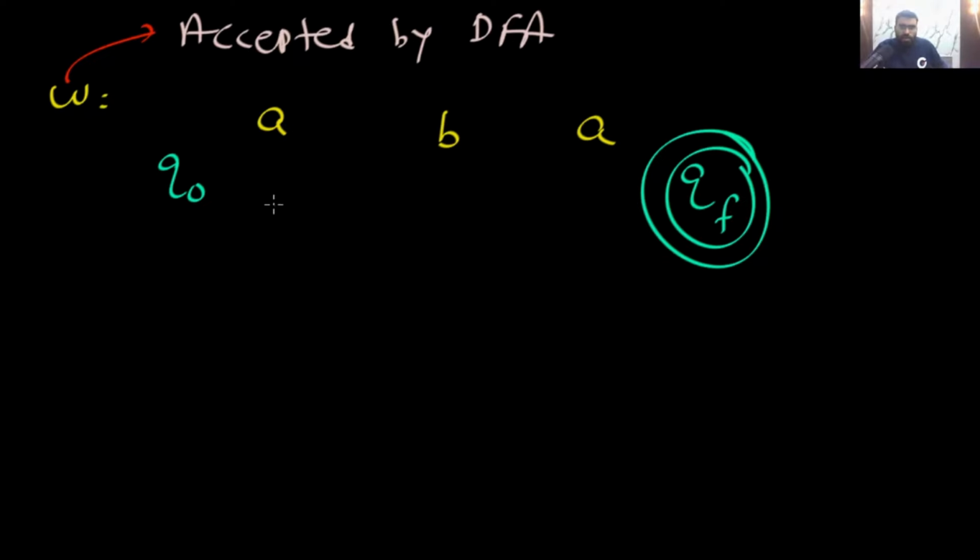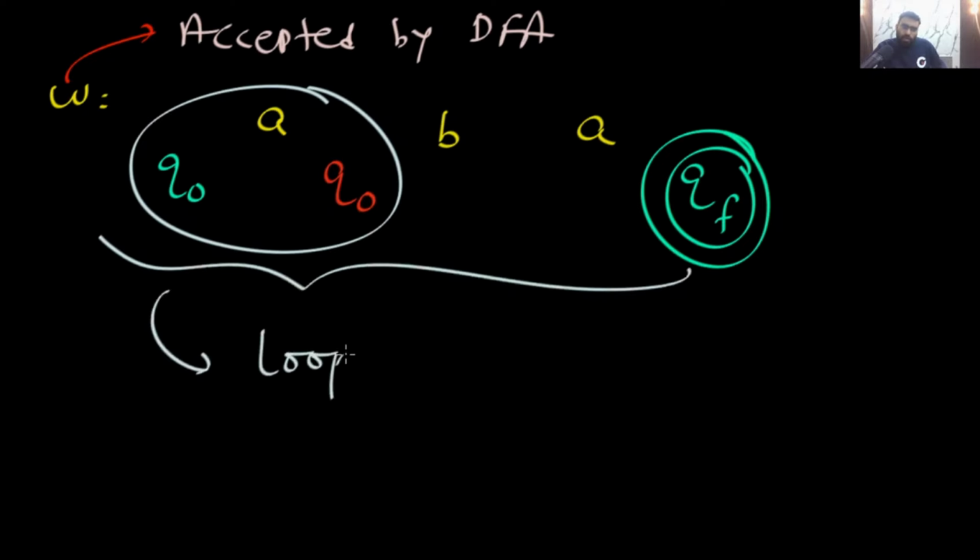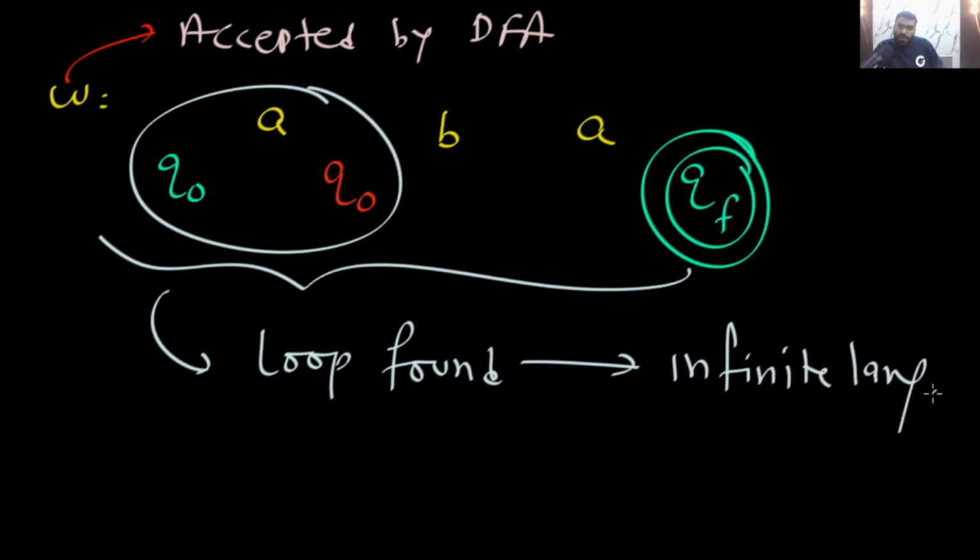Okay. Now make sure there is no loop. Tell me, if I do this on A, going from Q0 to Q0, then there is a loop, yes or no? If I do this, there will be a loop. Okay, loop found. Loop found implies infinite language. Is this understood?